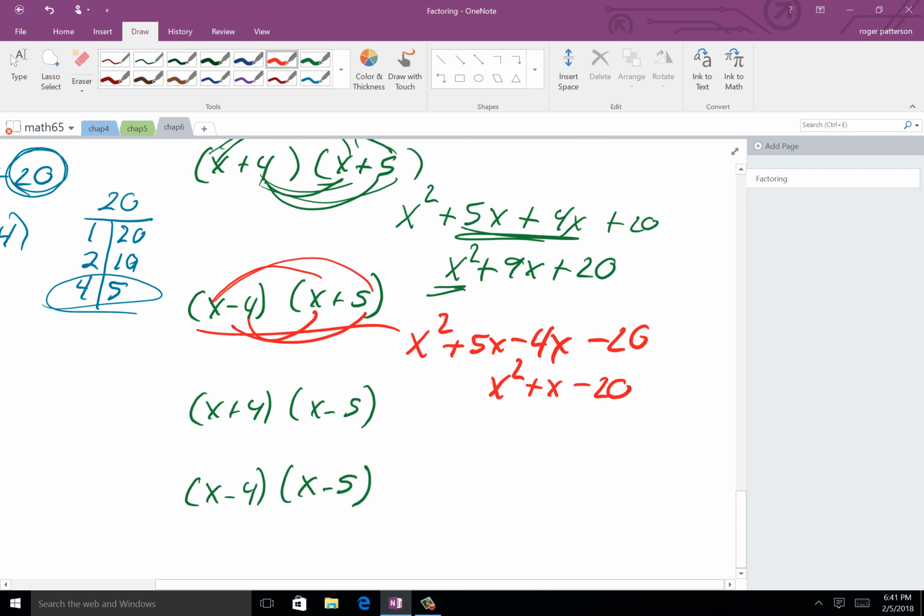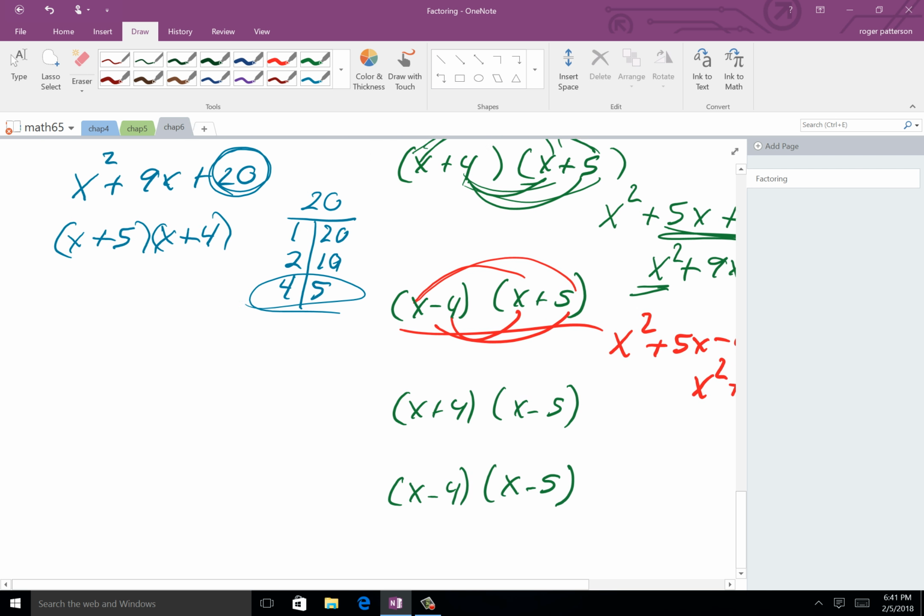All right. So the difference is, no longer do we have a 9, we have an x. No longer do we have a plus 20, but we have a minus 20 there. Okay. So where did this x, 1x come from? Well, yeah, you're right. Subtraction, right? Okay, so what does that mean?